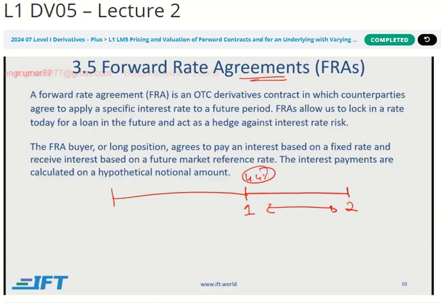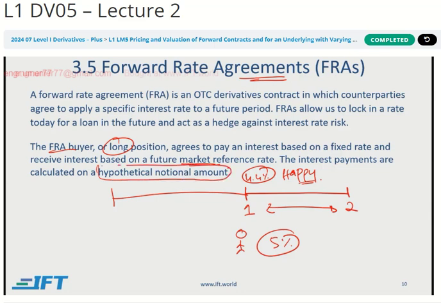Now, if the market interest rate, when you get to this point, let's say when you get here, turns out to have gone up to 5%, you will be happy because you actually locked a rate which is lower than what you would have had to pay if you hadn't locked this rate, right? So in case the market reference rate goes up, the long party, the long position on the FRA will be happy. And how happy will they be? It depends on how much the loan amount is.